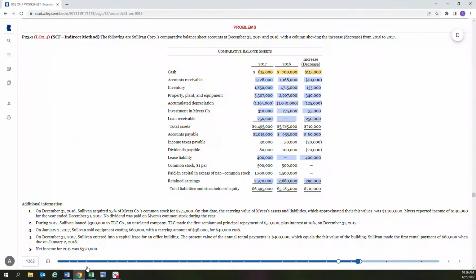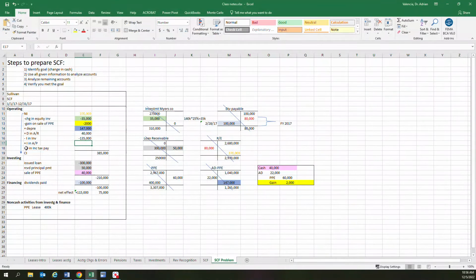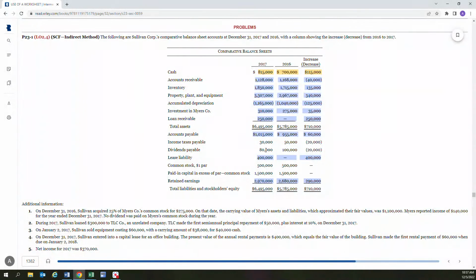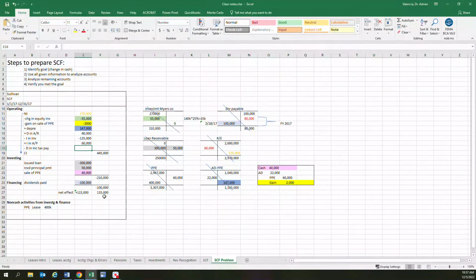We're going to go to the statement of cash flows and include that. So plus an increase in AP, so that's 60,000. And we'll go back and see what else we're missing. We have income tax payable, okay, which we have to analyze. So income tax payable went down, so we're going to subtract that. Minus a decrease in income tax payable of negative 20,000.